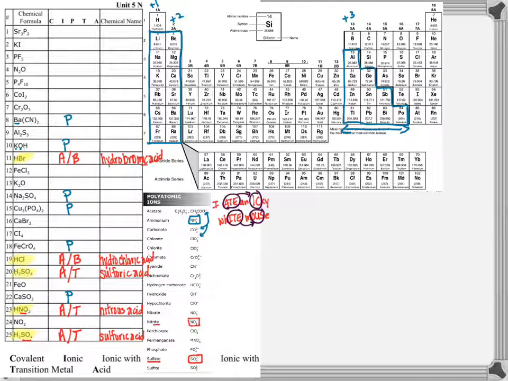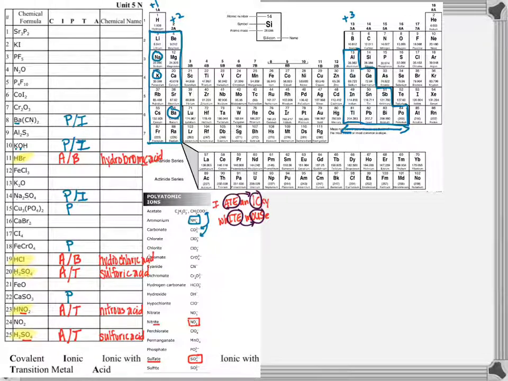So first we look at barium cyanide, and we see that barium, here's barium, so we're not dealing with a transition metal. So I'm just going to put polyatomic and ionic, so I don't have to worry about any Roman numeral being present. Again, I look for potassium, for K. Here it is in group 1, so that's regular ionic. Sodium in NaSO4, here it is, so it's regular ionic.